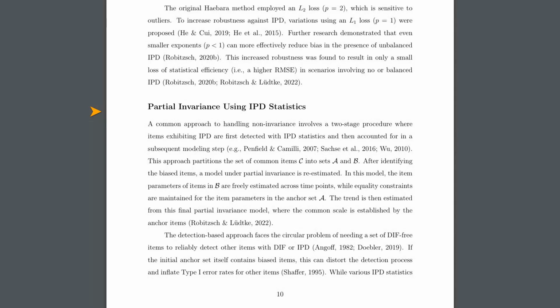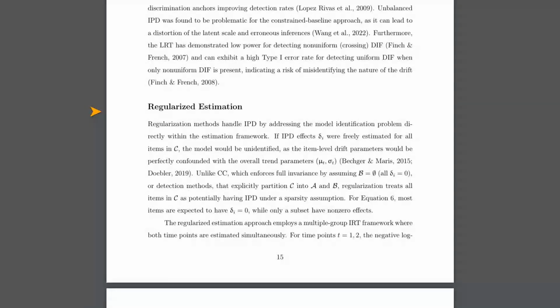The 5th and final approach is regularized estimation. This method cleverly estimates all the parameters at once, but applies a kind of statistical shrinkage to the suspected drift effects, pulling most of them close to 0. This is done using something called the Smooth Bayesian Information Criterion, or SBIC. The idea is that most items probably don't have drift, so let's assume they don't, and only allow for significant drift if the data strongly suggest it. They tested this using different settings for the shrinkage amount.